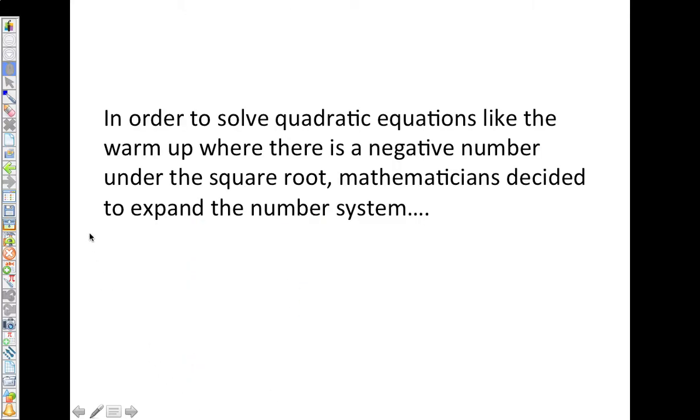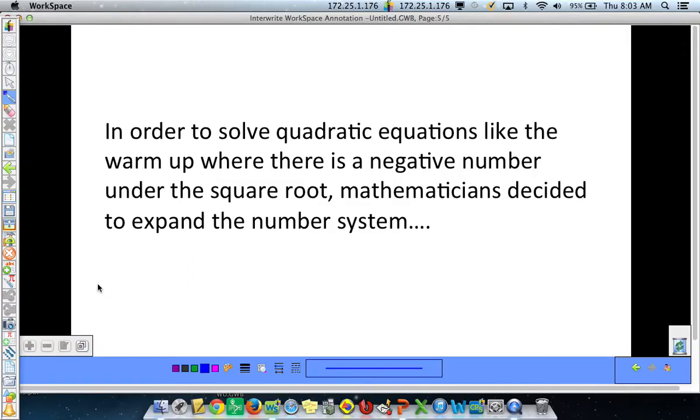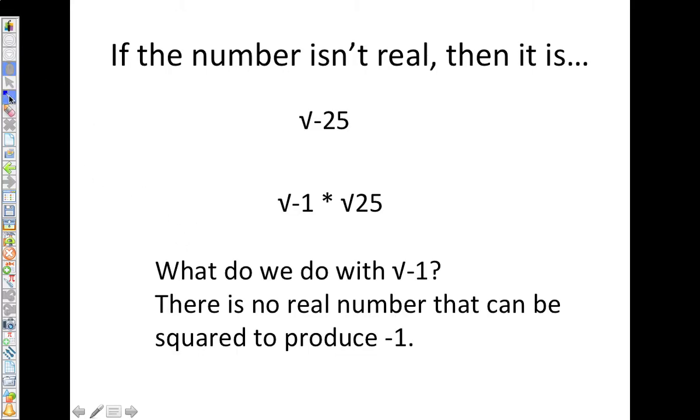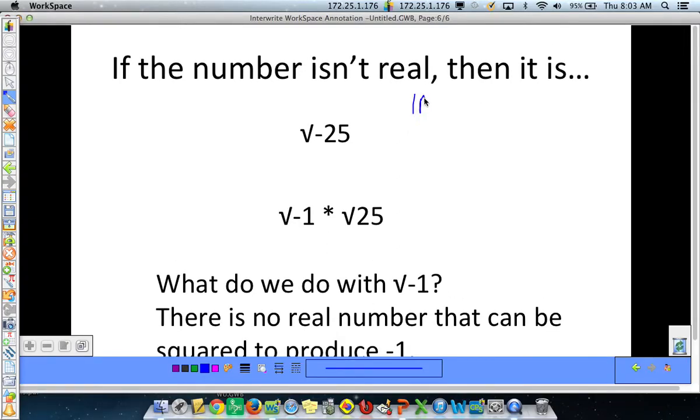Well, this has bothered mathematicians for a long time. They want to have an answer. So in order to solve quadratic equations like the one in the warm-up, where there's a negative number under the square root, mathematicians decided to expand the number system. If a number isn't real, then it is, you guessed it, imaginary.